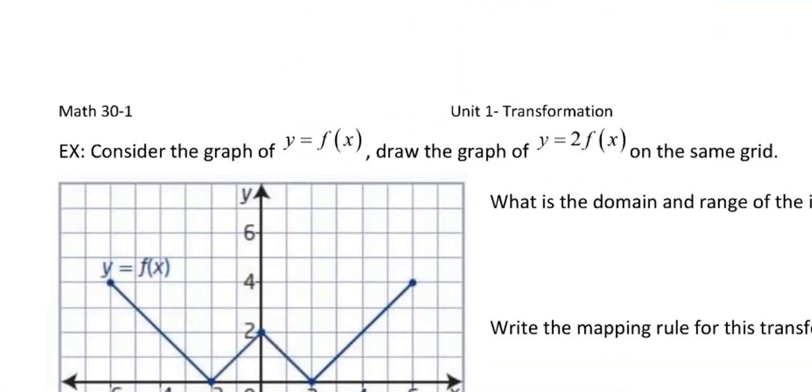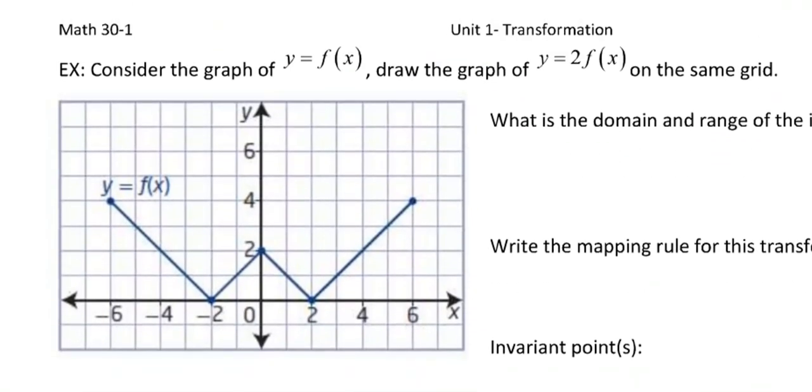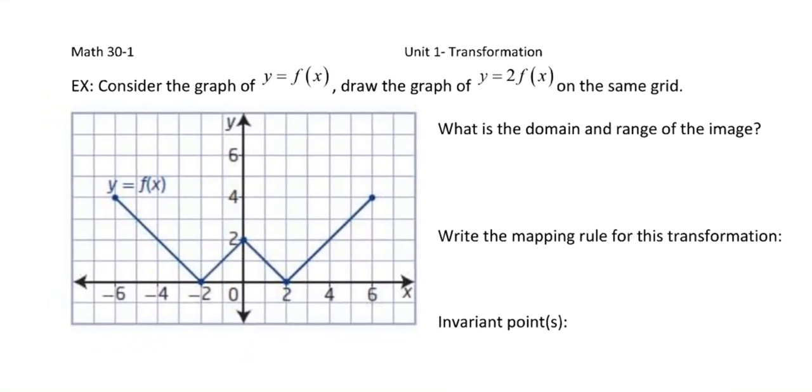Okay, let's move on. Next one here, so graphing, kind of like the other one we did in the last one. Consider the graph of y is equal to f of x. Draw the graph of y is equal to 2 f of x on the same grid. So first off, what are we looking at? That 2 means that we have a vertical stretch of 2.